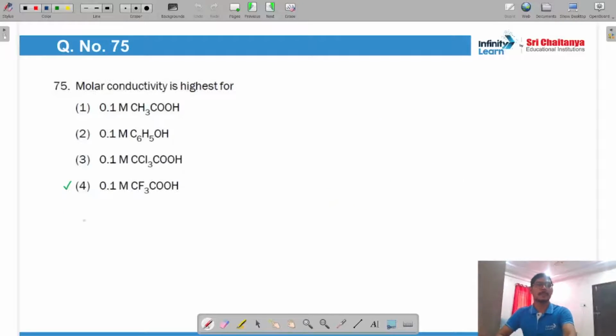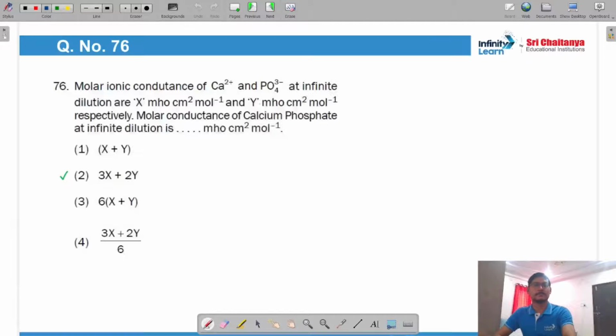Molar conductivity will be highest for trifluoroacetic acid because of the minus I effect of three fluorines. Its degree of ionization is highest. That is, it will give the maximum number of ions per mole of the electrolyte. So that is why its molar conductance will be highest.